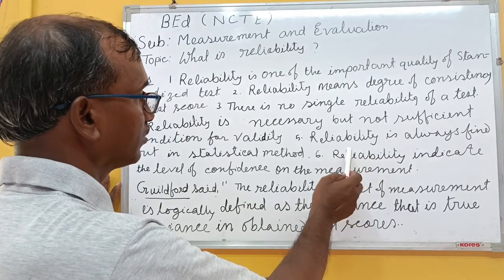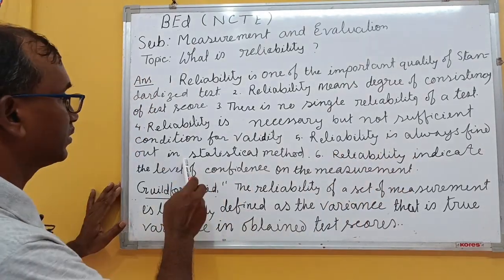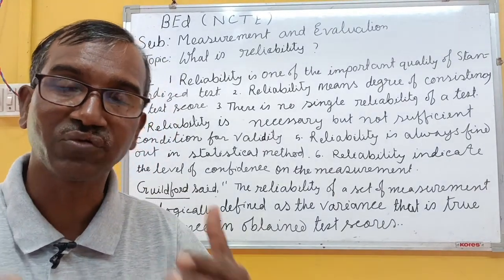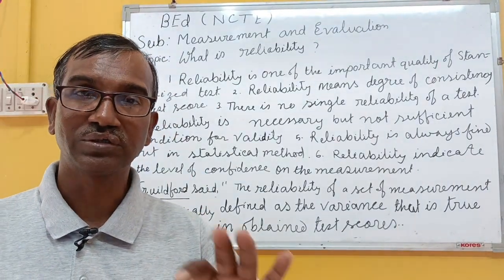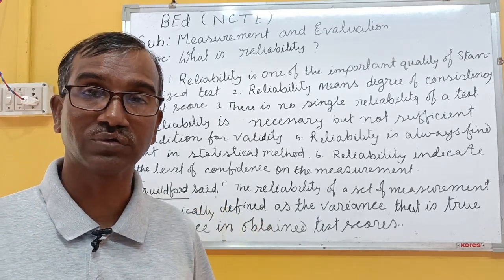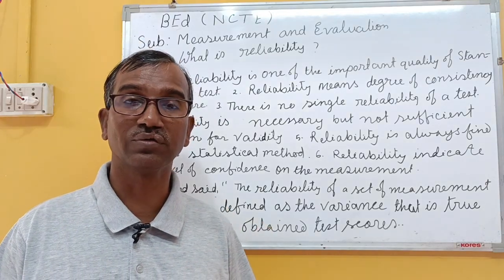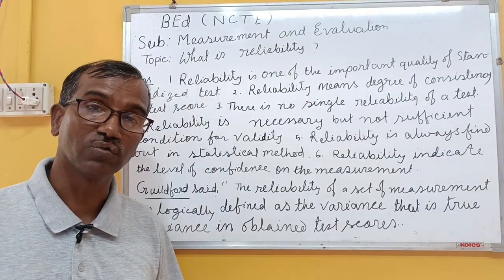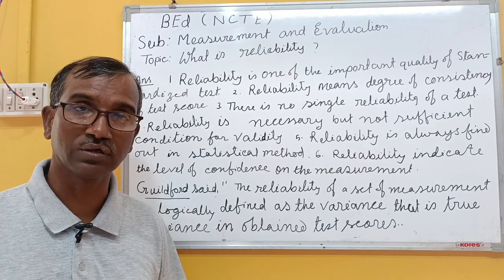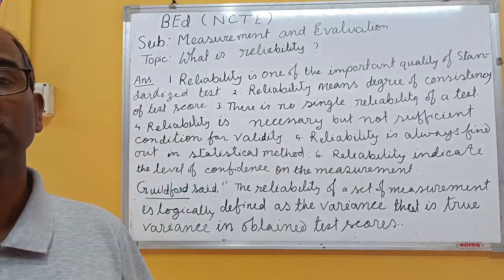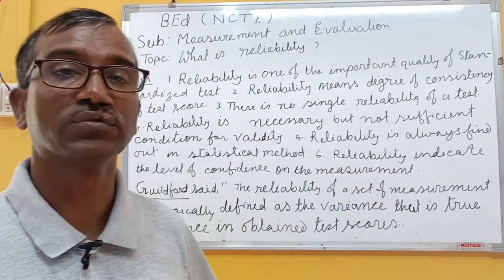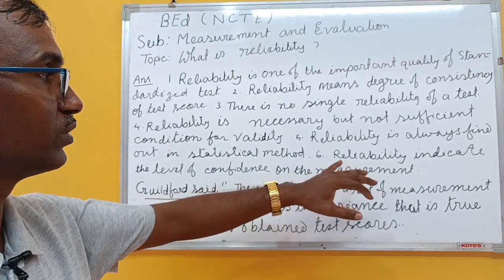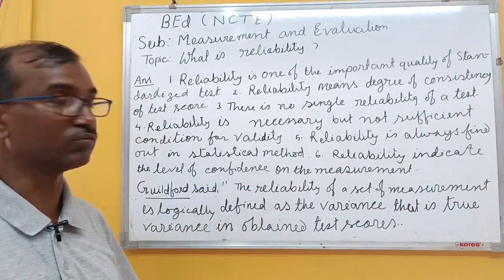Next, reliability is always found out by a statistical method, in the form of a coefficient of correlation. One of the important methods of statistics is the coefficient of correlation, and reliability is always found in the form of a coefficient of correlation, and that is a statistical method. But validity may be logical also. So that is why, in relation to validity, we must sometimes mention the concept of reliability.